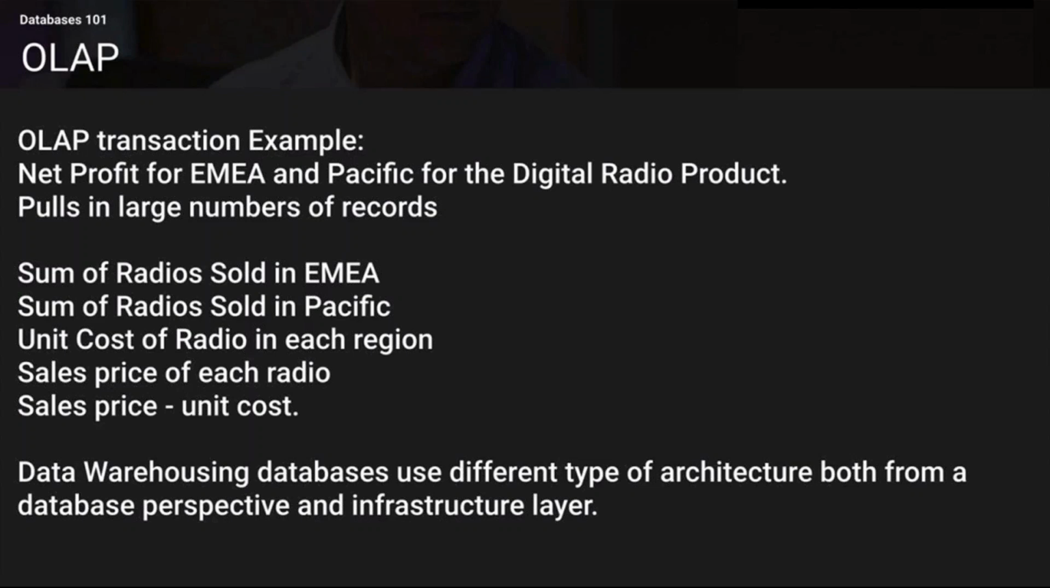So first thing is I have to find out how many radios were sold in EMEA, how many radios were sold in Pacific. I also have to find out what is the selling price, what is the unit price, and calculate the profit for one single unit, and then I'll be able to multiply it with the number of radios sold in EMEA or the Pacific, right? With the help of which I'll be able to easily get the net profit for the EMEA and the Pacific region for a digital radio product.